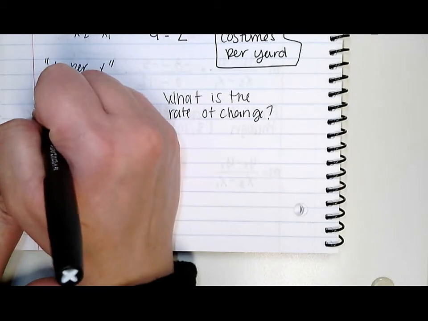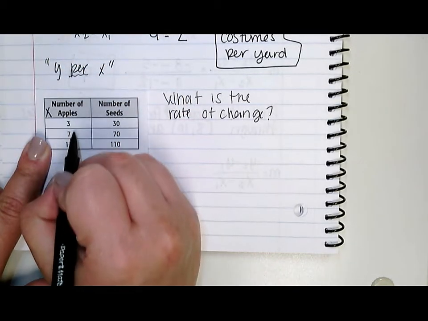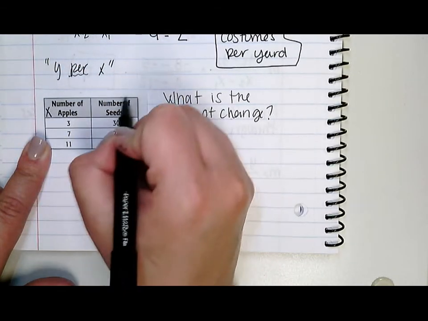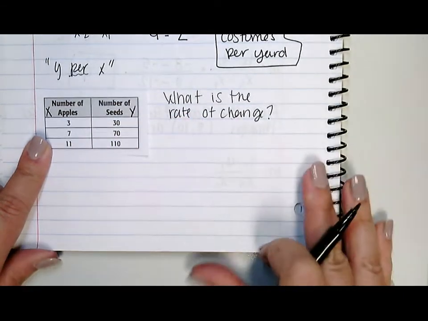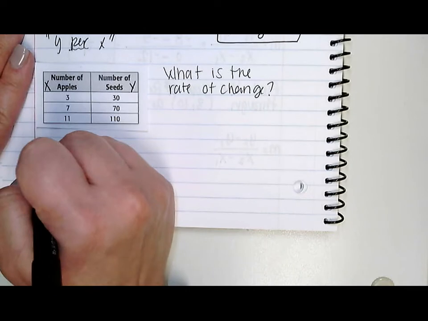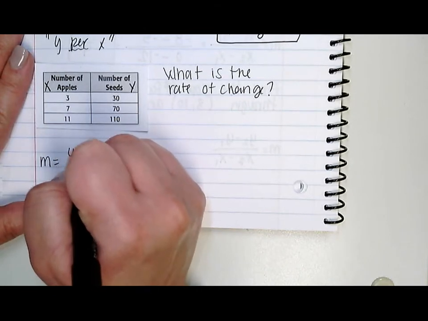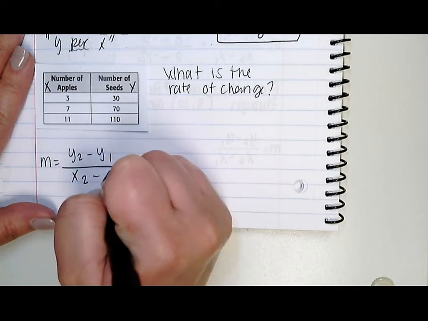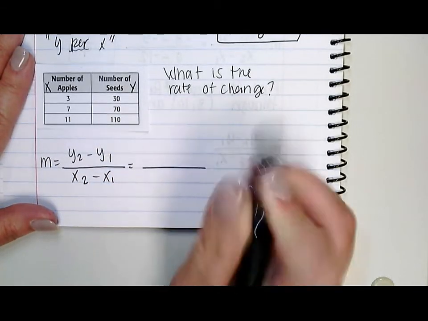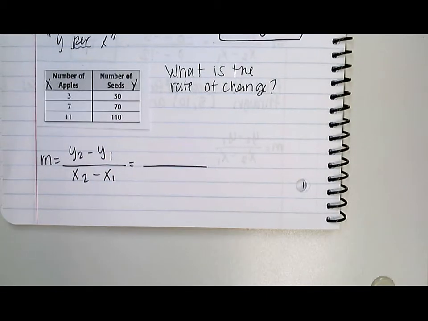This right here are your x values. So the 3, 7, 11 are your x values. These are your y values. I'm going to write the formula for you. You do the rest. Okay.